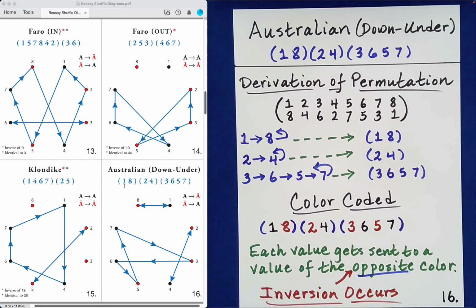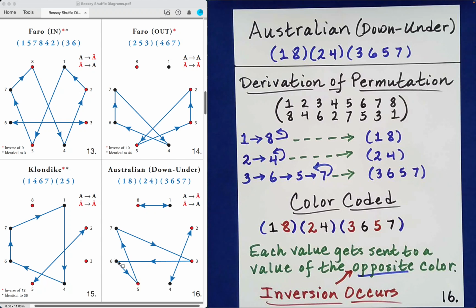We see that we have 2 transpositions. So what that means is we should expect 2 double arrowed lines, one between 1 and 8, which we have right here, and one between 2 and 4, which we have right here. Now the other values are being moved around in kind of a messy fashion here. So if we go down to 3, which is right here, it gets sent to 6 straight across. So there's an arrow from 3 to 6.